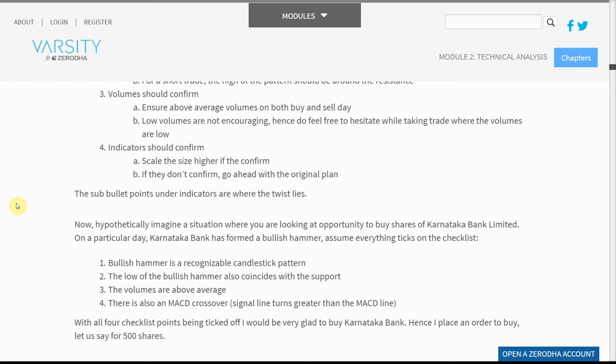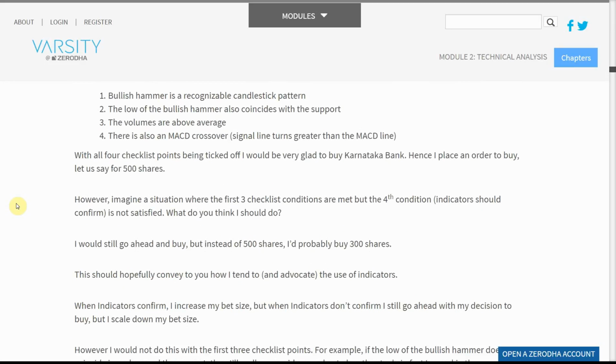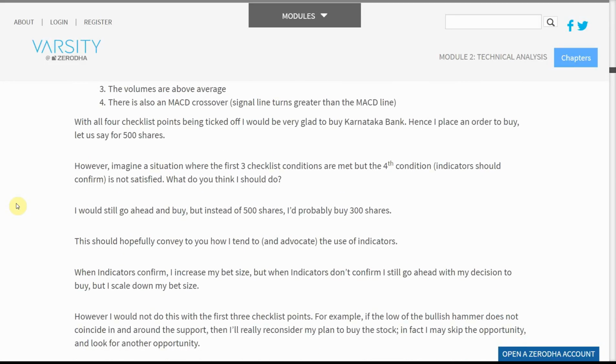The low of the bullish hammer also coincides with the support. The volumes are above average. There is also an MACD crossover: the signal line turns greater than the MACD line. With all four checklist points being ticked off, I would be very glad to buy Karnataka Bank. Hence I place an order to buy, let us say for 500 shares.